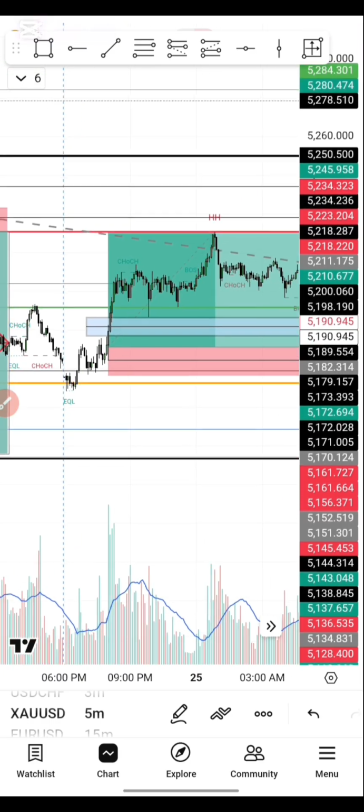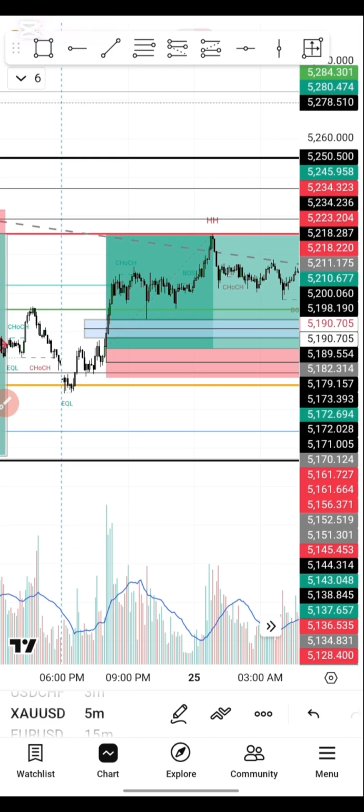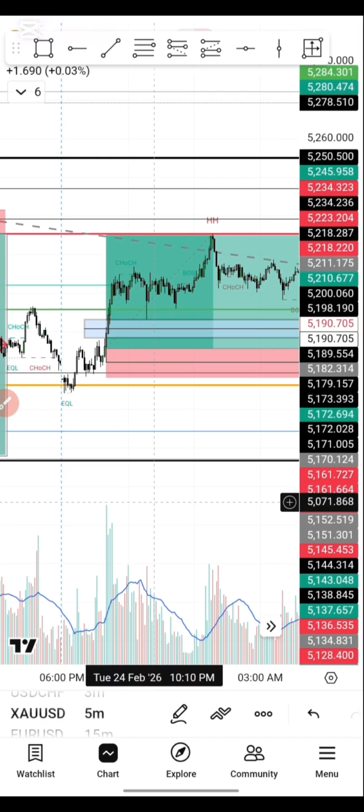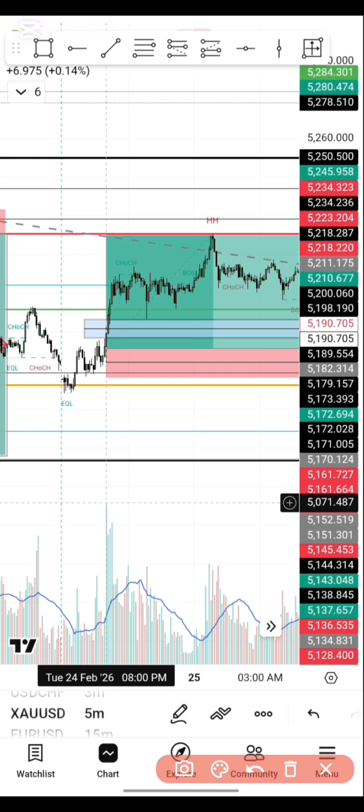Now, this was on Tuesday. On Tuesday, I took another trade at around 8. I always trade around 8. That's 2 a.m. Ghana time. At this level, at around my 8 o'clock candle. I don't joke with my 8 o'clock candle. Now, I took a buy trade.